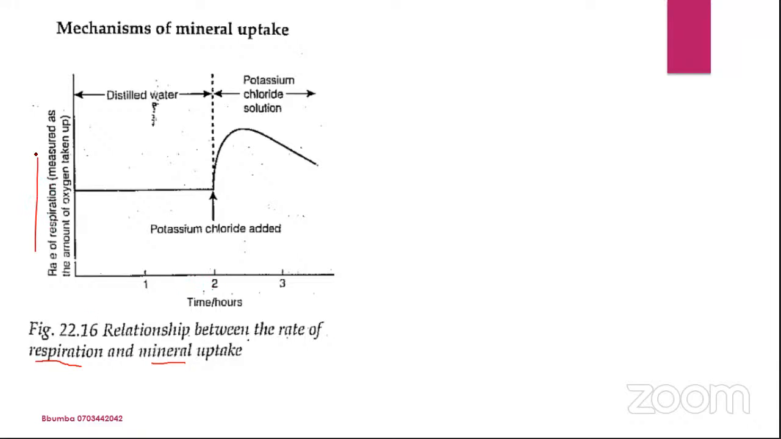Now, the words on the vertical axis here, you have rate, and this is supposed to be respiration, but this rate is being measured as the amount of oxygen taken up. Take note of that: the rate of respiration is being measured as the amount of oxygen taken up. That means when there is a lot of oxygen being taken up, the rate of respiration is high. And I think you know the definition for respiration.